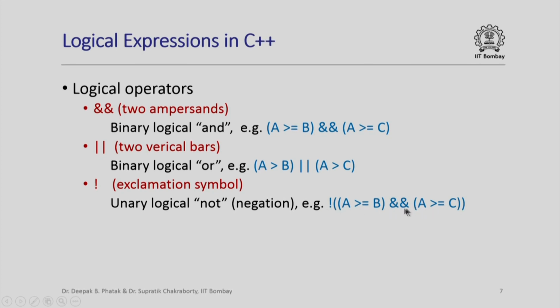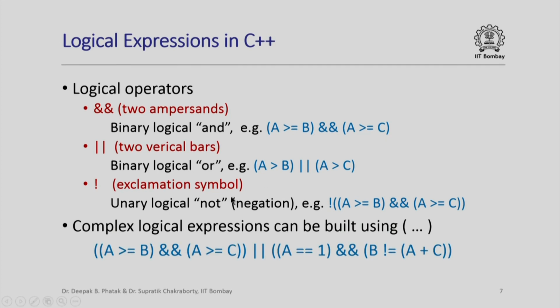The truth value of this is of course going to be exactly the opposite of A >= B && A >= C. And we can build complex logical expressions using parentheses. So for example, here I am saying (A >= B && A >= C) || A == 1.